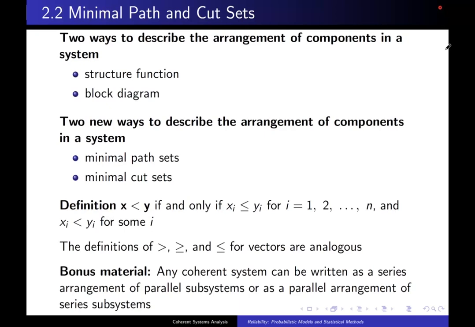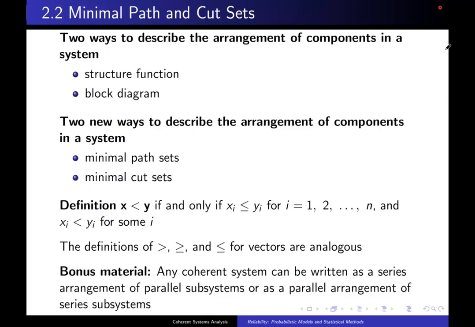Section 2.1 was about structure functions. This begins section 2.2, which is titled Minimal Path Sets and Minimal Cut Sets. Here's the idea. So far, we have seen two different ways to describe the arrangement of components in a system.